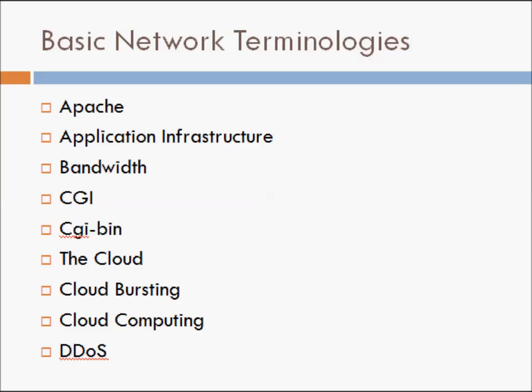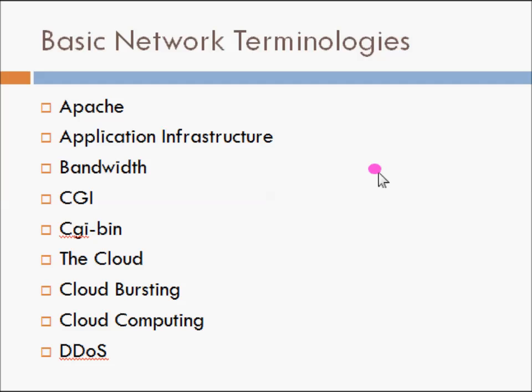First is Apache. One of the world's most popular web server programs, Apache was built by a group of open source programmers and is often used because of its outstanding performance, strong security features, and the fact that it is free. The next is application infrastructure. It is the software components that your custom application relies on for its functionality. Examples include web servers, application servers, and database servers.